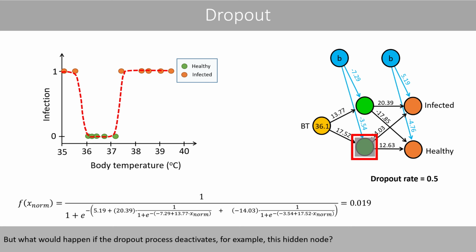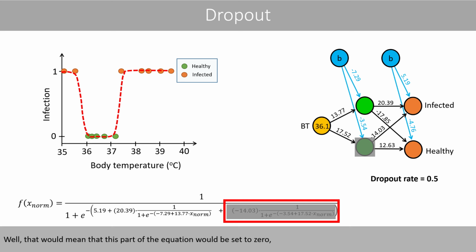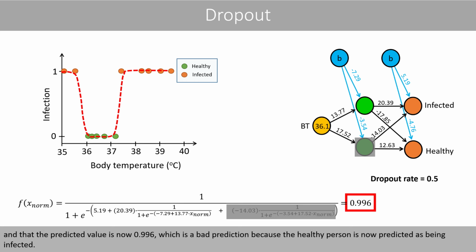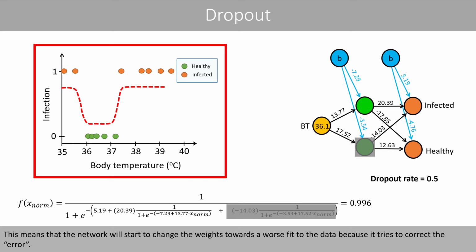But what would happen if the dropout process deactivates, for example, this hidden node? Well, that would mean that this part of the equation would be set to 0, and that the predicted value is now 0.996, which is a bad prediction because the healthy person is now predicted as being infected. This means that the network will start to change the weights towards a worse fit to the data because it tries to correct the error.